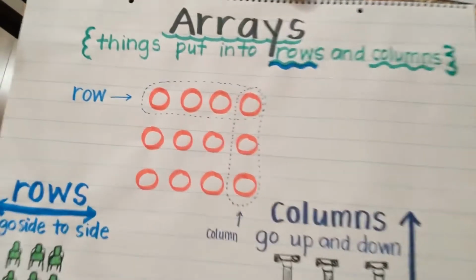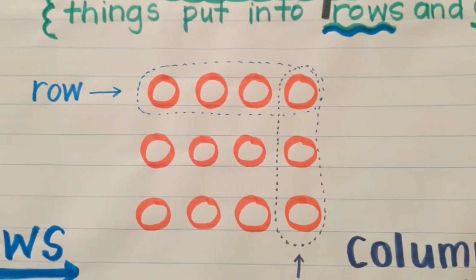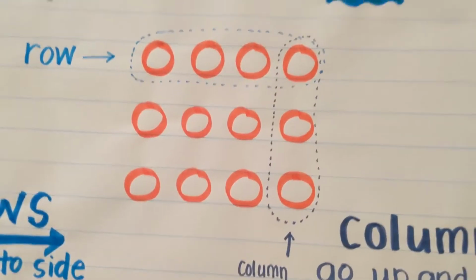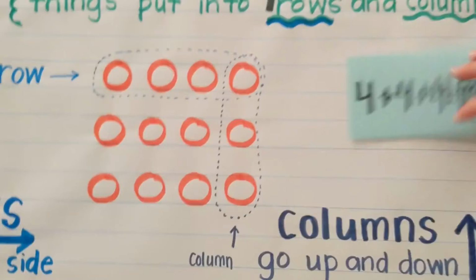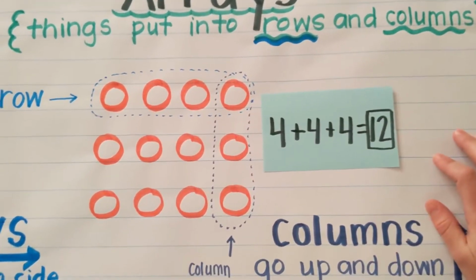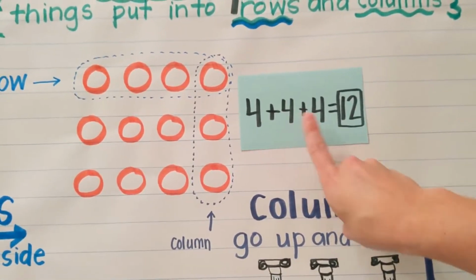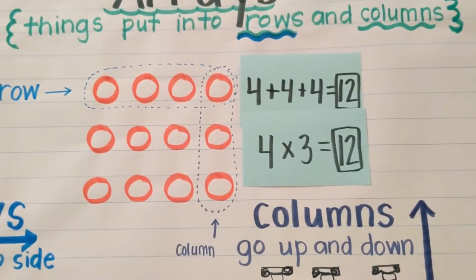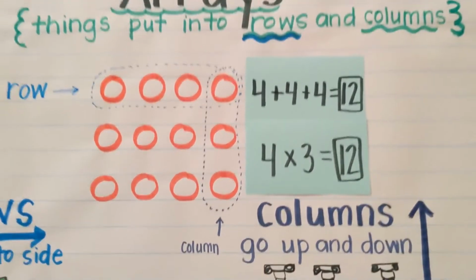So if we're thinking about trying to come up with an addition sentence for this, we could easily add them 1, 2, 3, 4, but that would take a long time. If you think about adding and using your skip counting skills, I know a lot of you are already thinking, well, I know 4 plus 4 plus 4. And 4 plus 4 plus 4 equals 12. Well, you just added 4 3 times. You just multiplied. That's awesome. So 4 added 3 times would equal 12.